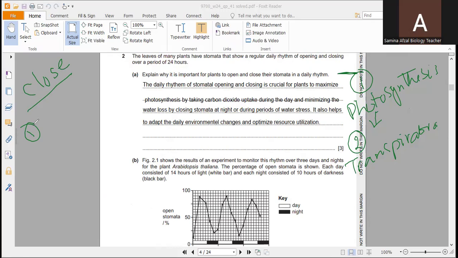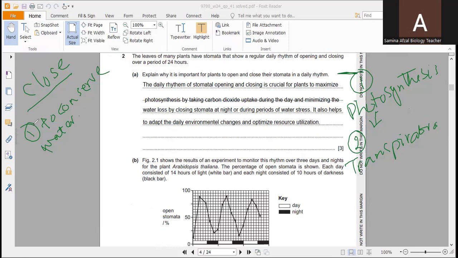Conserve water, because if they are open all the time, water will be evaporated by plants. So plants need to minimize water loss, especially in hot or dry conditions. So closing stomata at night or during periods of water stress reduces transpiration.